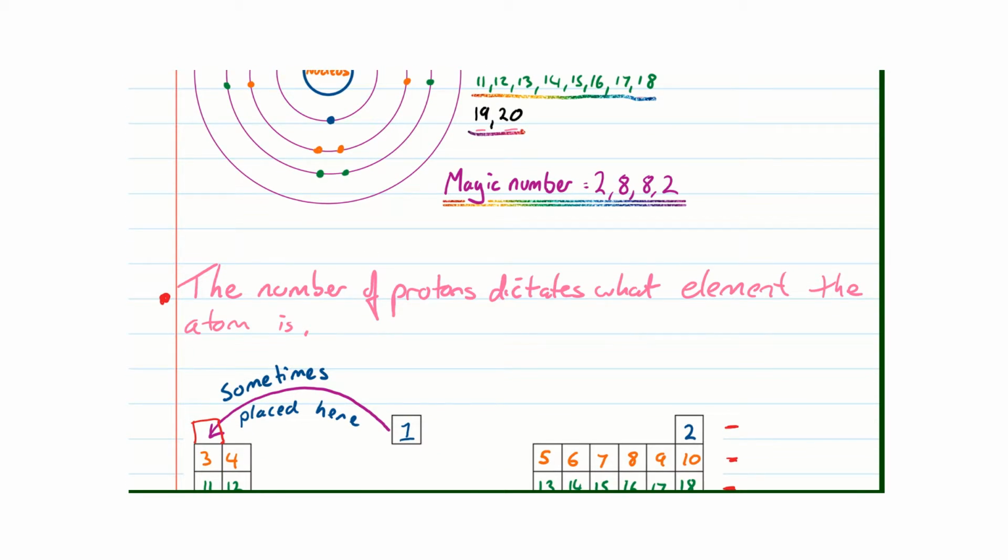Now remember that the number of protons is what dictates which element the atom that you're looking at actually is. So if you increase the number of protons, that will change the actual element that you have.